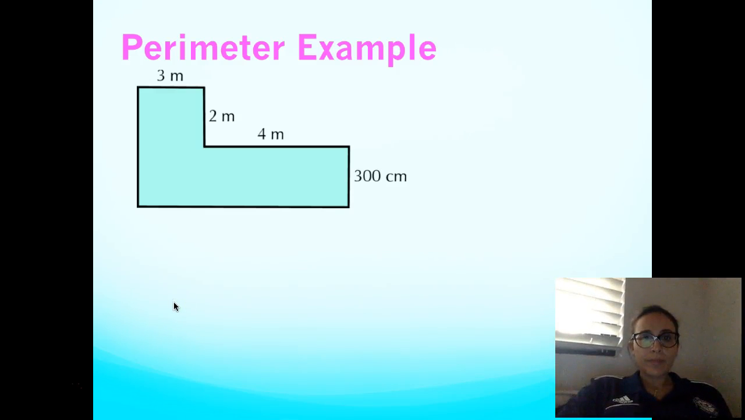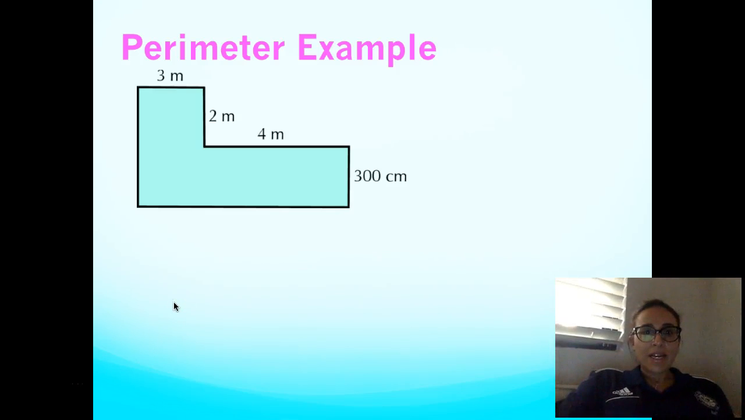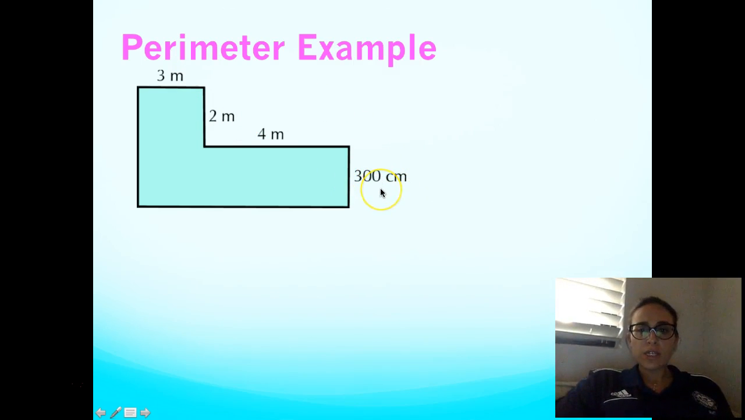Let's try another one. Here we have a composite shape, and it has sides of 3 meters, 2 meters, 4 meters, and 300 centimeters. Oh no, we have a little problem here because all of our units are in meters except for this one, which is centimeters. So the first thing that you should do before even attempting to answer this question is you need to convert our centimeters into meters. The reason I'm converting this one is because there are more meters than there are centimeters. So 300 centimeters equals 3 meters. So we can simply replace that.